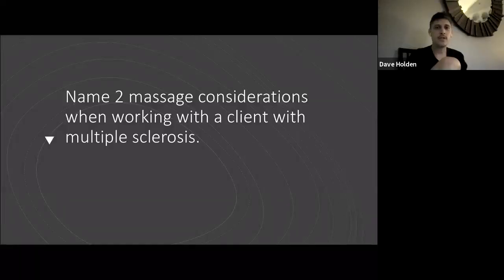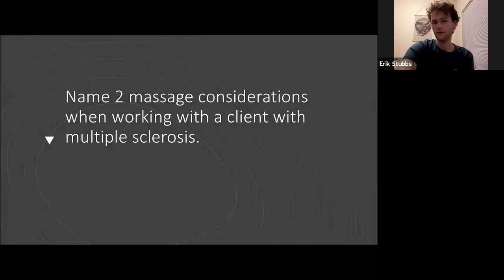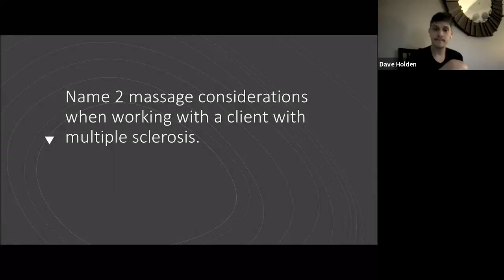All right, name 2 massage considerations when working with a client with multiple sclerosis. Make sure it's not flaring. Very good. Make sure they're in remission. Light touch. Yep.